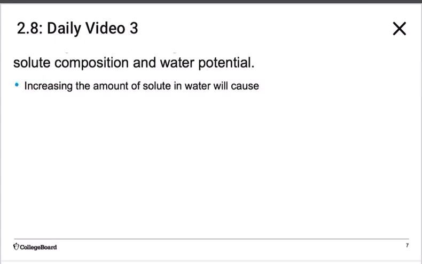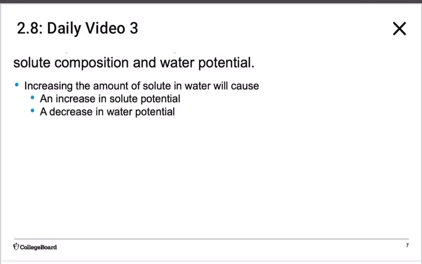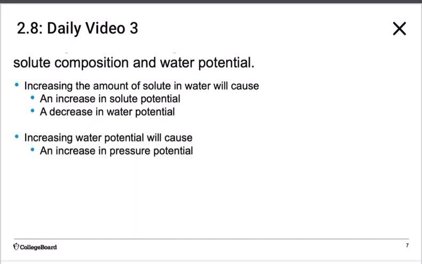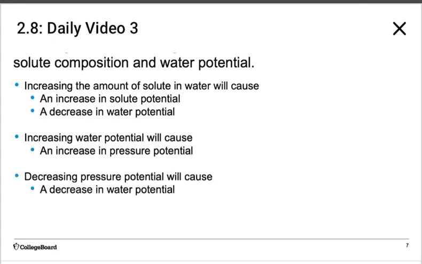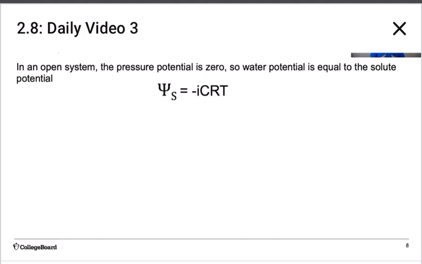Osmoregulation allows organisms to control their internal solute composition and water potential. So increasing the amount of solute in water will cause an increase in solute potential, but a decrease in water potential. Increasing pressure potential will cause an increase in water potential, and decreasing pressure potential will cause a decrease in water potential. So in an open system, the pressure potential is 0, so water potential is equal to the solute potential.